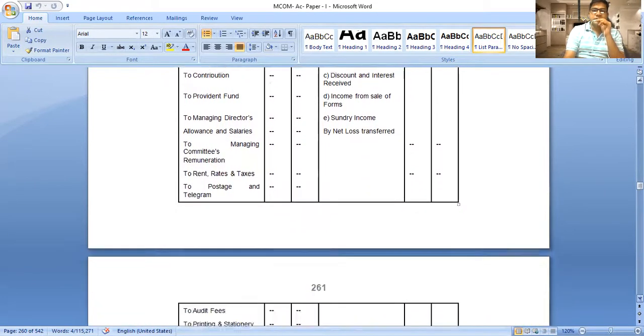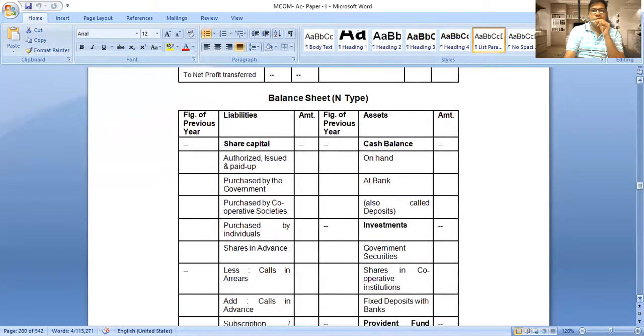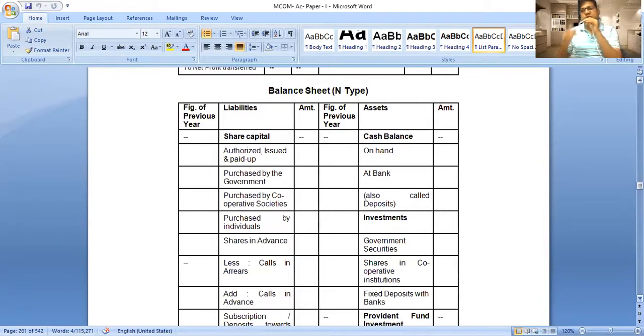Then friends, after preparing the profit and loss account, we will prepare the balance sheet. It is also in T form. Now I again repeat, whatever you have studied in the 11th standard, similar types of items we will record. 80% of the items are related to the sole trading proprietorship account.